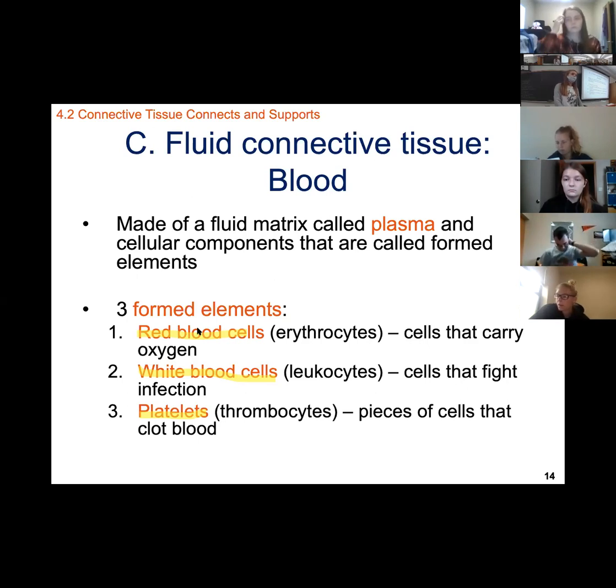So symptoms of somebody who's anemic would be that they feel lightheaded. They feel dizzy. It may be onset with physical activity.